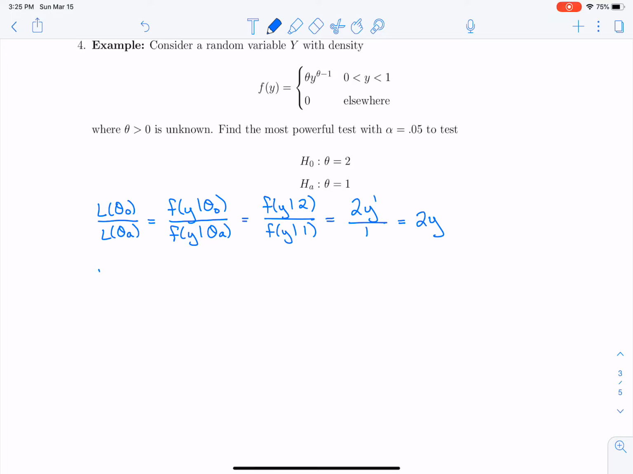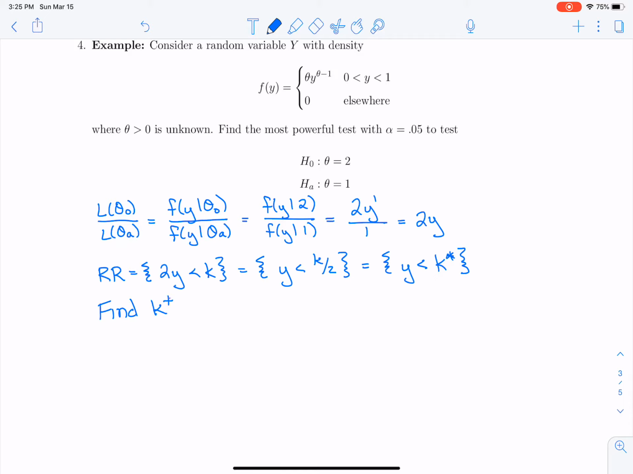So our rejection region, according to the lemma, should be that the likelihood ratio, in this case 2y, is less than k. Another way to write that is that y is less than k over 2. And we can think about that as y being less than some number we'll call k star. And our goal is to find k star so that our alpha is 0.05.